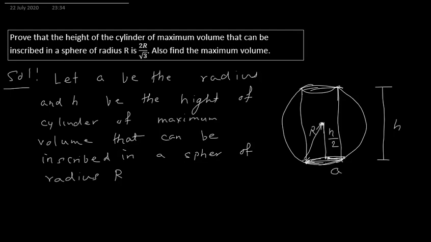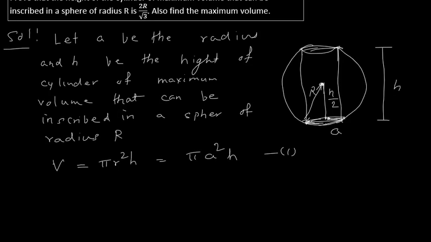So here we have volume V. V is equal to pi r square h. Now here we have pi r square, so radius is a, so it is pi a square h. So here we have volume. This is the expression for volume.